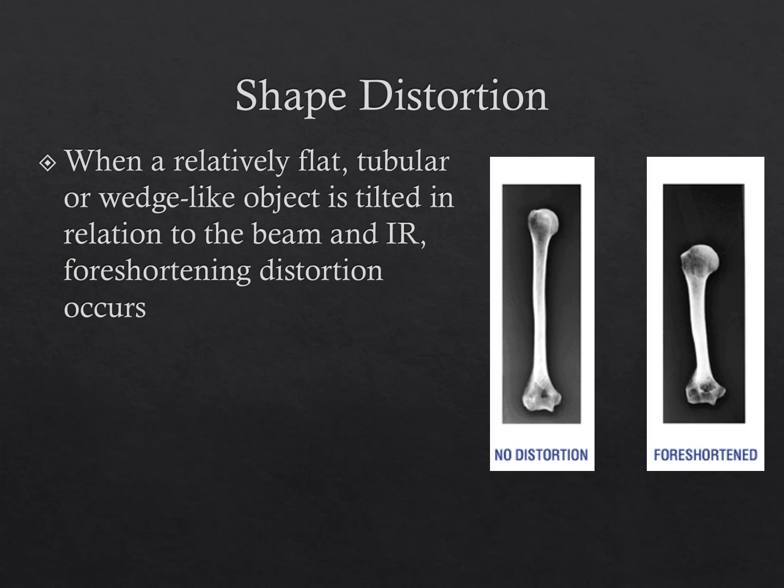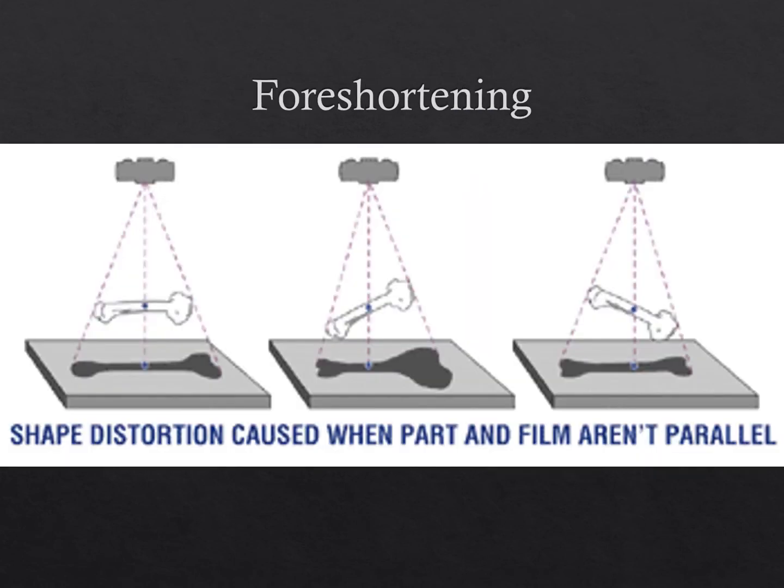Second one is when a relatively flat or tubular or wedge-like object is tilted in relation to the beam and the IR, foreshortening will occur. So here's our example. I have the beam and the IR perpendicular, and I'm tilting the part, and it's going to give me foreshortening. Same here, I'm going to get foreshortening. And what's interesting here, you notice this part of the bone, they're depicting as a much larger portion of the bone, and when I bring it farther or angle it up away from the IR, you're going to see magnification right along with that foreshortening.